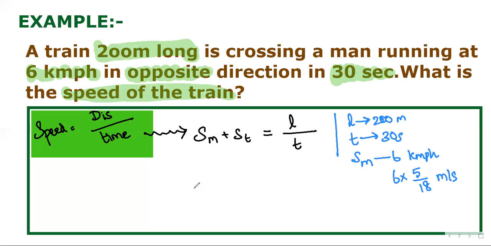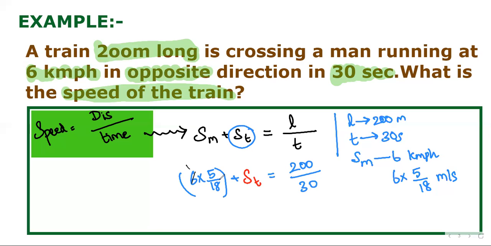Okay, so let's substitute it in the formula. 6 multiplied by 5 by 18 is the speed of the man, and we do not know the speed of the train. So let's write it as such. Speed of the train, which is equal to length, which is nothing but 200 meter, and the time taken is nothing but 30 seconds. Okay, so let's simplify the terms as much as possible.